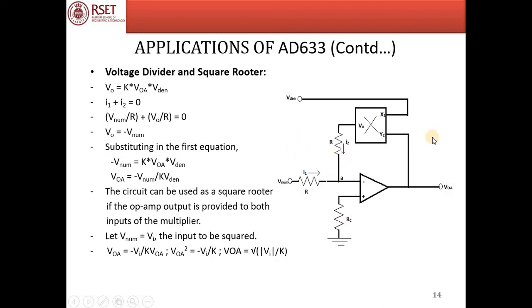So if we connect the circuit in such a way that both the inputs to the multiplier are the op-amp output, we can use the circuit as a square rooter. So this is how it works.